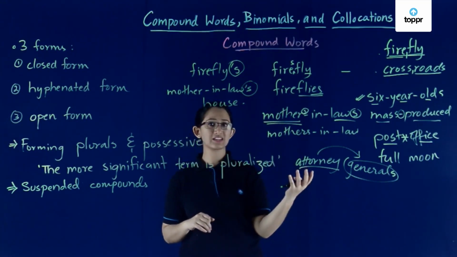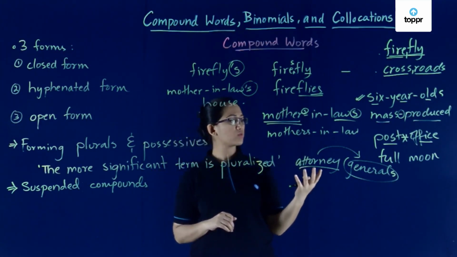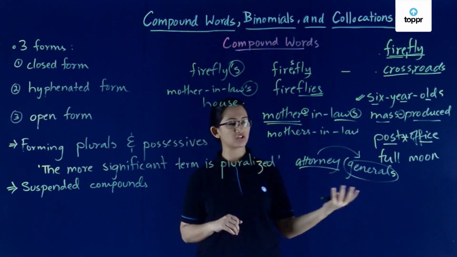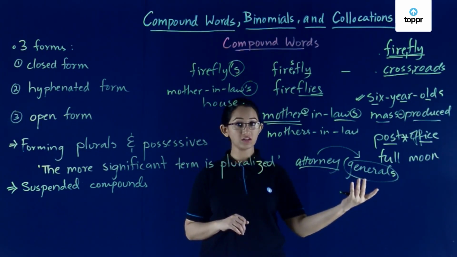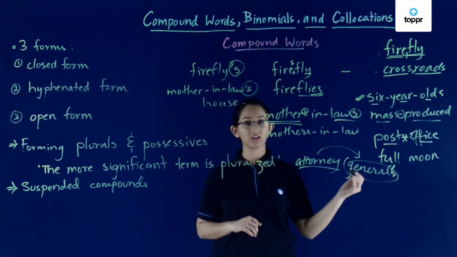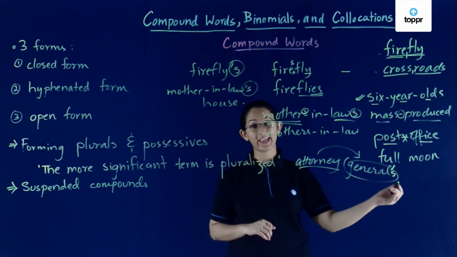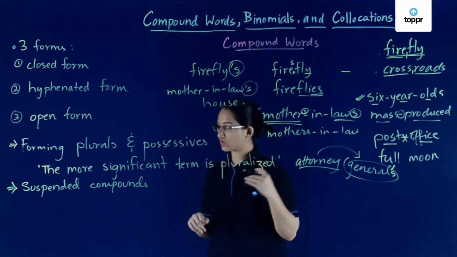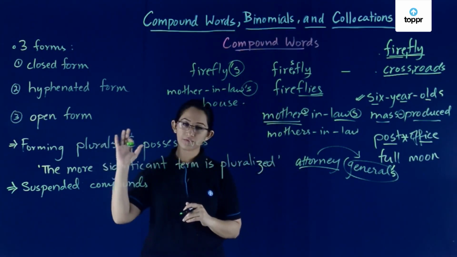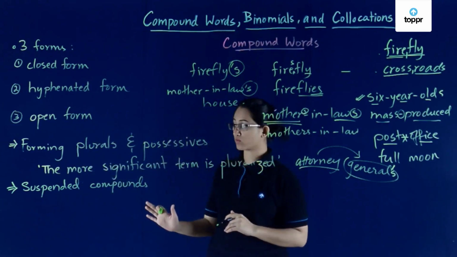So let's take a look at attorney general again. Where would you put an apostrophe S to show possession? The attorney general would become attorney general's with an apostrophe S at the end of the word, again similar to mother-in-law's house. Okay, so we took a look at how we form plurals and possessives of compound words.